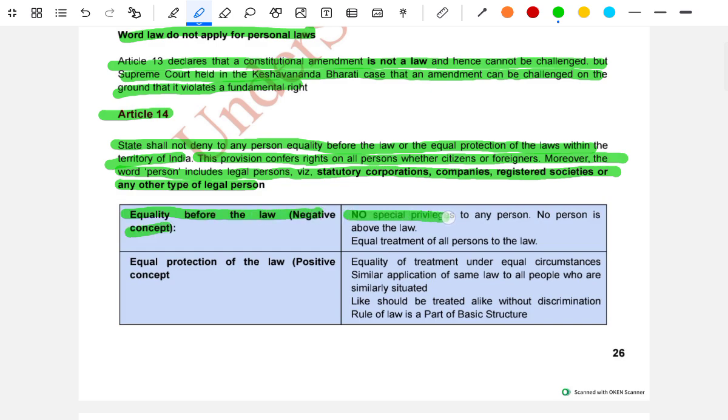No special privileges to any person. No person is above the law. Equal treatment of all persons to the law. The equal protection of the law is a positive concept. Equality of treatment under equal circumstances, similar application of the same law to all people who are similarly situated. Like should be treated alike without discrimination. Rule of law is part of the basic structure.